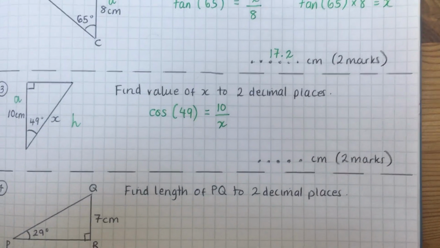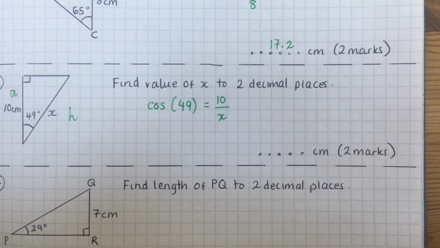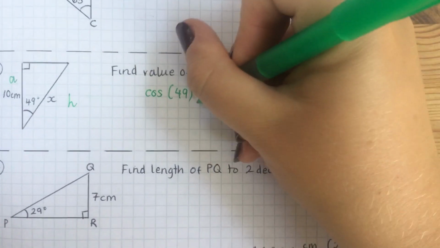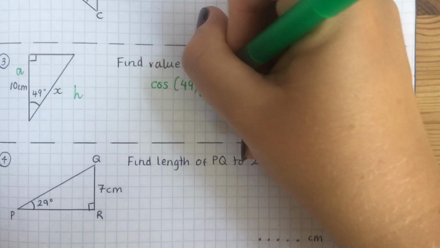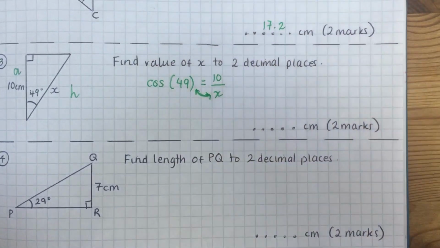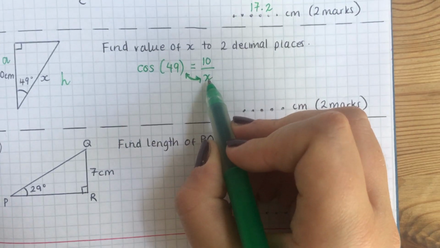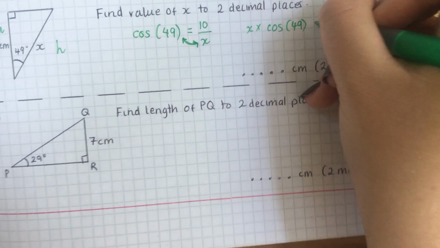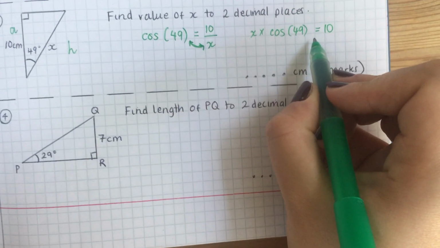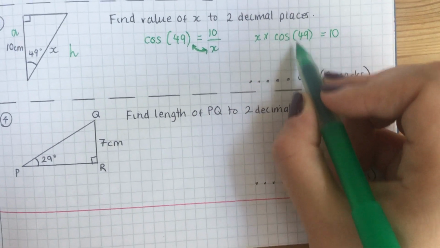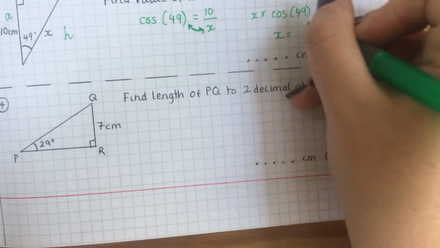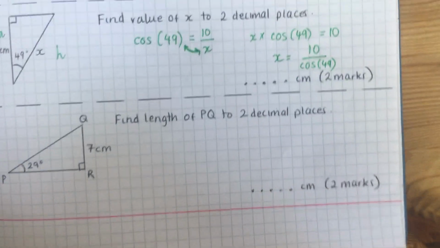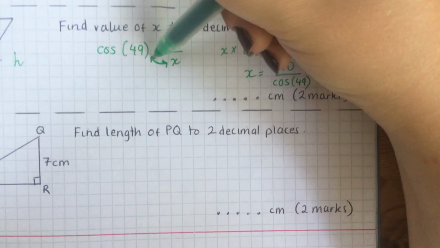Now this time you'll notice it's slightly different because the X is at the bottom of the fraction. When X is at the bottom of the fraction, we need to swap these two round. The reason we can do that is because if we bring X to this side, it becomes X times cos 49 equals 10. Then if we want X on its own, we have to divide by cos 49 on this side. So you get X equals 10 divided by cos 49. But as a quick step, we can just swap these two round.